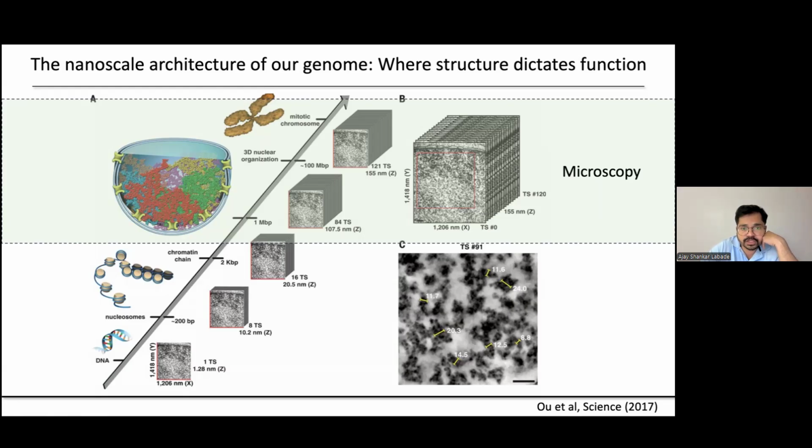Similarly, we can use FISH probes, which are relatively small, but still we cannot visualize DNA at a very, very small scale, which is in nanometers. So for the smaller scale, we have always used biochemical techniques.